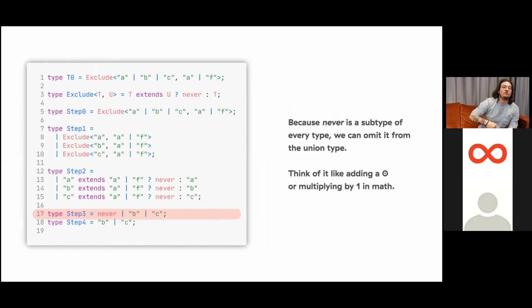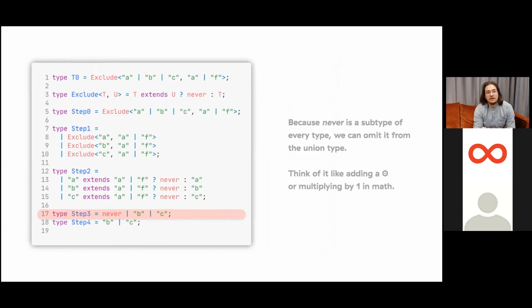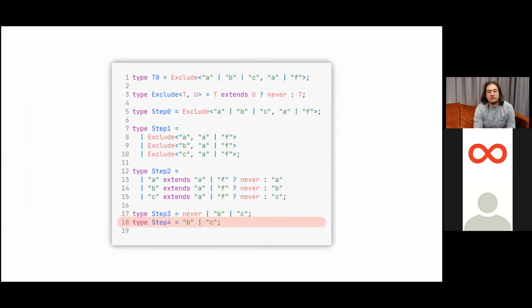And now we've talked before about why never is interesting. Never is a subtype of every type. That means that we can omit it from the union. So if you define something as never or B, you can always assign B to that. It doesn't matter if never is there or not. Think of it like adding a 0 or multiplying by 1 in math. It doesn't matter if it's there or not. The result will always be the same. And finally, we get a union of B and C.